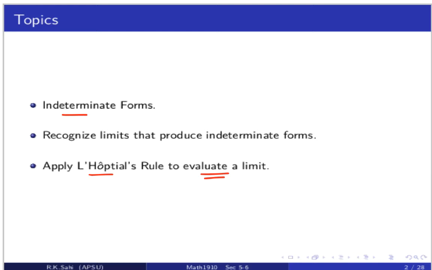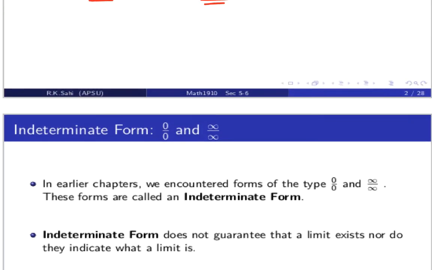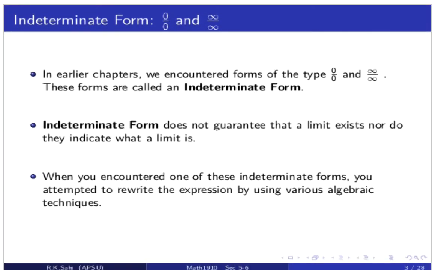So let's start with an example of an indeterminate form. Now, in earlier chapters, we have encountered indeterminate forms of the type 0 by 0 and infinity by infinity. These forms do not guarantee that a limit will exist, nor do they indicate what a limit is. When we encountered one of these forms, we rewrote those expressions by using various algebraic techniques. So let's go ahead and look at some of these examples.